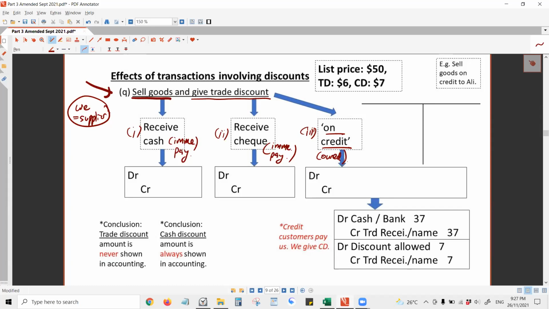So let's again determine the double entries before we decide what amount to use. Sell goods, receive cash, you debit cash, credit sales. A revision on the double entries. For the second one, Q2, receive cheque, right? Should debit bank, credit sales.